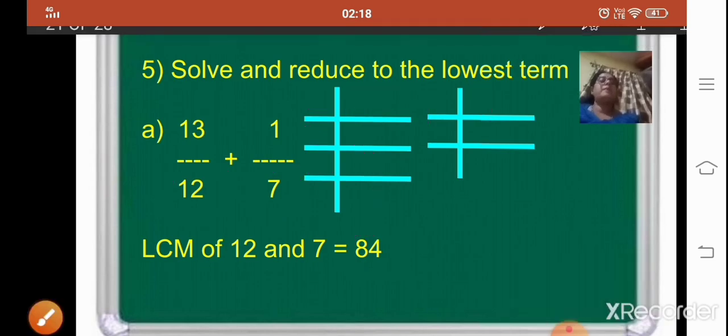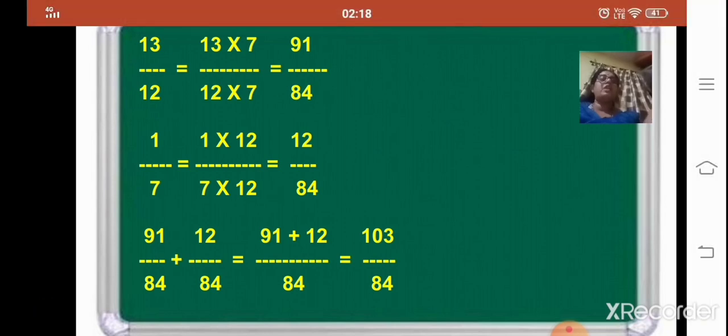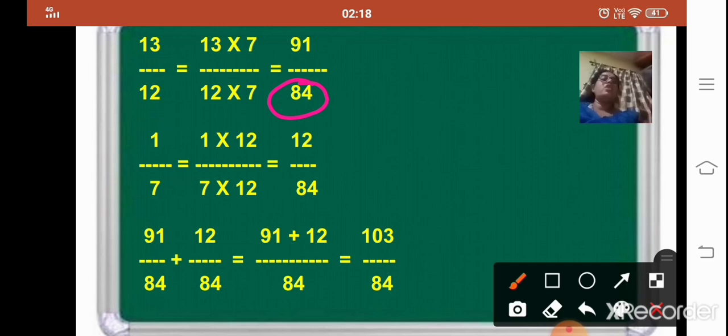Now the next step. 13 upon 12 is your fraction. So 12, if you multiply it by 7, you will get the denominator as 84. So you will multiply 12 by 7. Now when you are multiplying 12 by 7, you will multiply this 13, the numerator also, by 7. So 13 into 7 is 91 upon 84. The same way with the next fraction, 1 upon 7. 7, if you multiply it by 12, you will get 84. So you will multiply this 7 into 12. Again, the numerator will also be multiplied by 12. So 1 into 12 is 12.